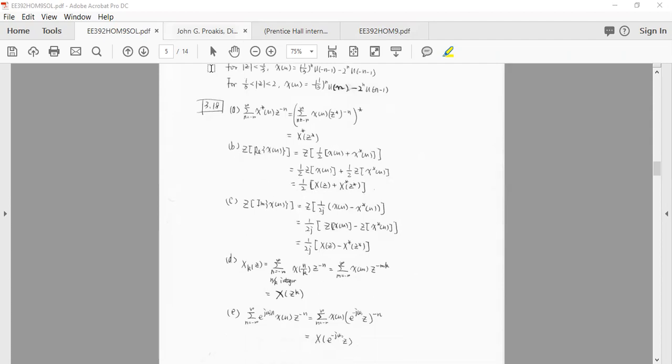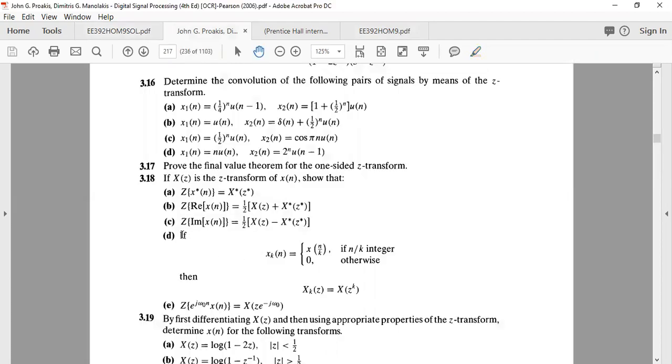Next is to prove that the z transform of the imaginary value of x of n is equal to half into x of z minus x conjugate of z conjugate. I mean x of z conjugate of that, right?